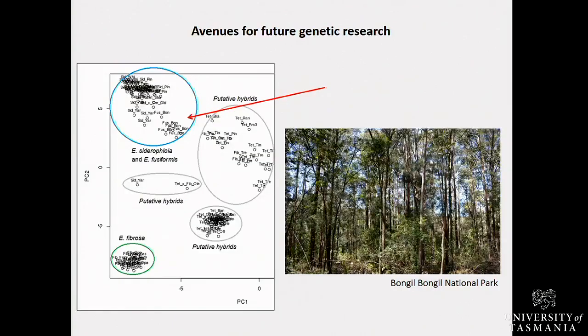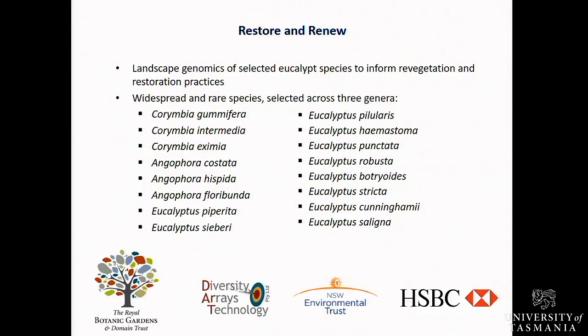So, like all research projects, it's opened up more questions. For example, what is Eucalyptus fusiformis? Given that we don't know, it'd be good if a wider study is done on Eucalyptus fusiformis. And looking to the future, restore and renew, you've already heard quite a lot about that from Jason's really good talk. So we're looking at doing landscape genomics of a lot of eucalypt species, and we're learning from the Eucalyptus tetrapleura experience to apply to this experiment.